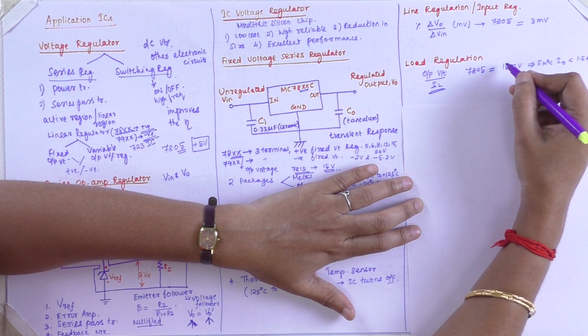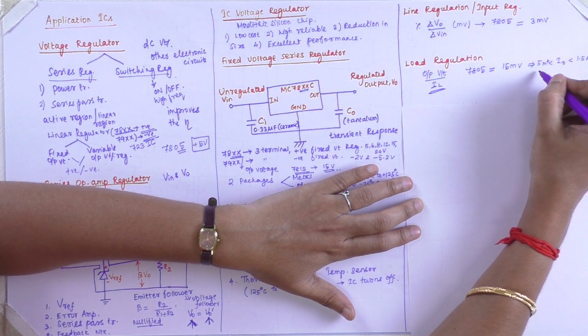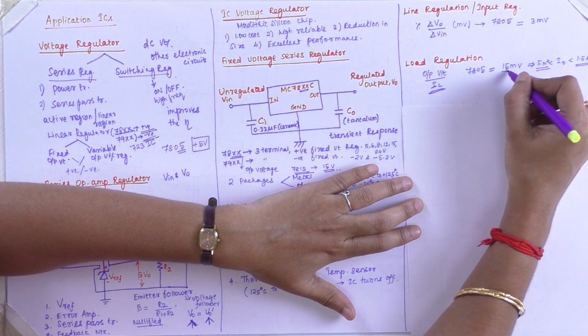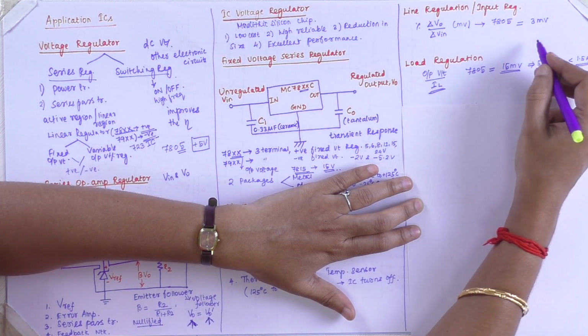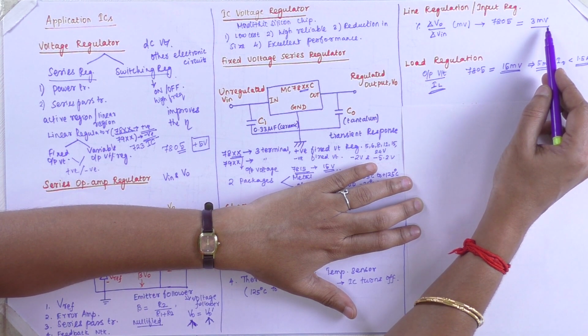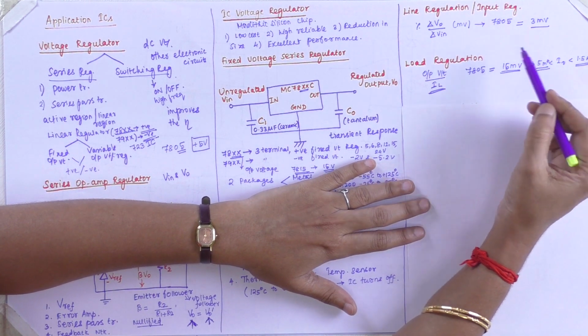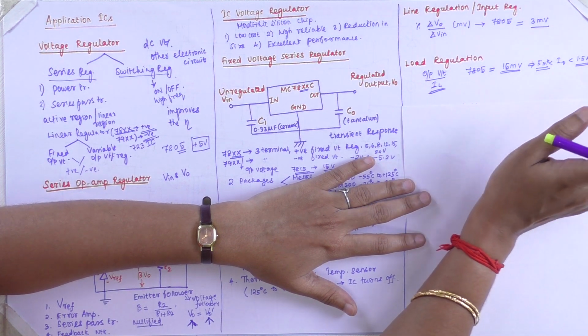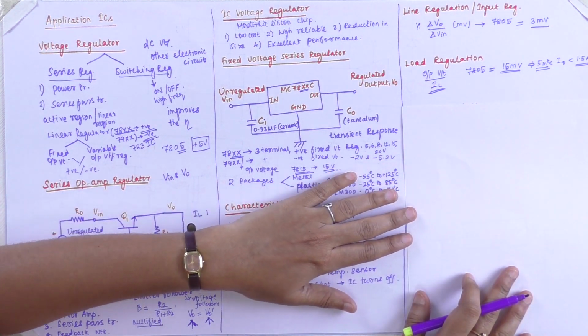So the rating of this load current will be from 5 milliamps to 1.5 amps, and it should have 15 millivolts. When compared to line regulation, which is 3 millivolts, the 7805 should have 15 millivolts for load regulation.